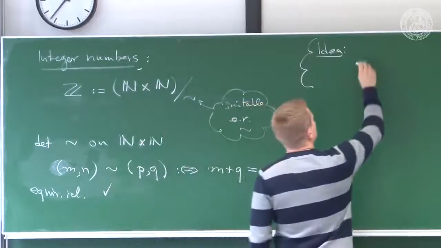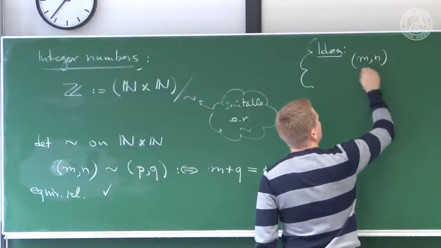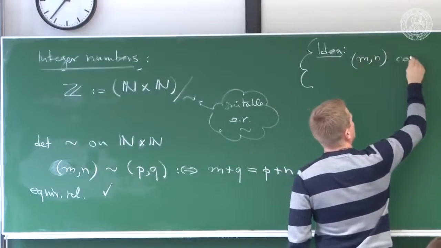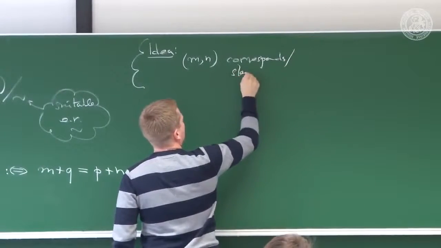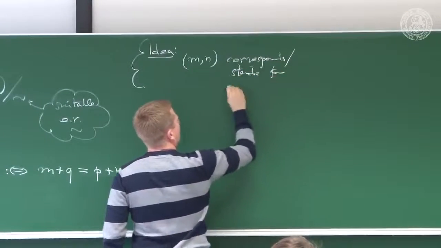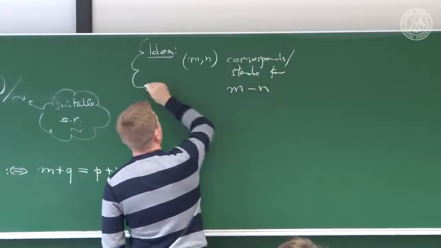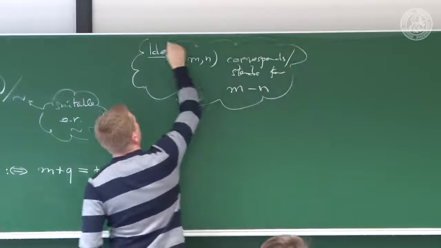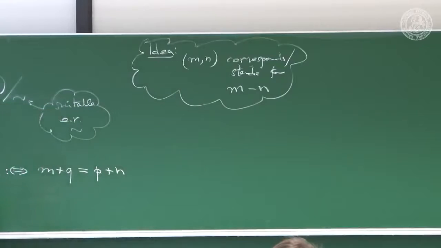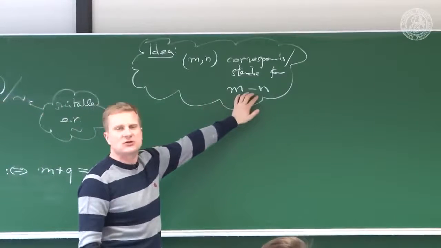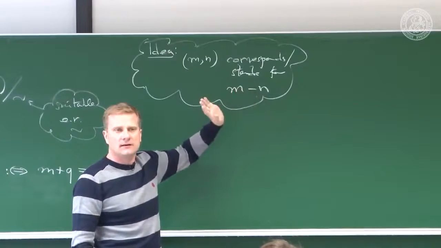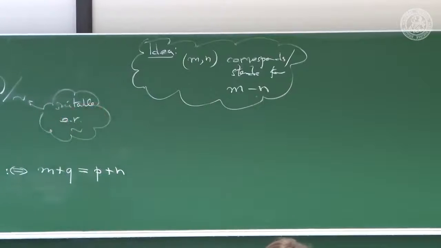So the idea is that (m, n), this pair, stands for m minus n, what we naively would call m minus n. And obviously, if I have two natural numbers, by having a pair of them, I can reach every integer number this way. Okay? That's the idea.